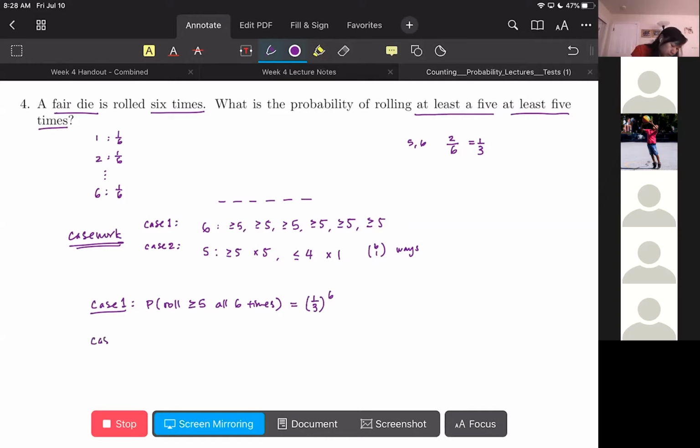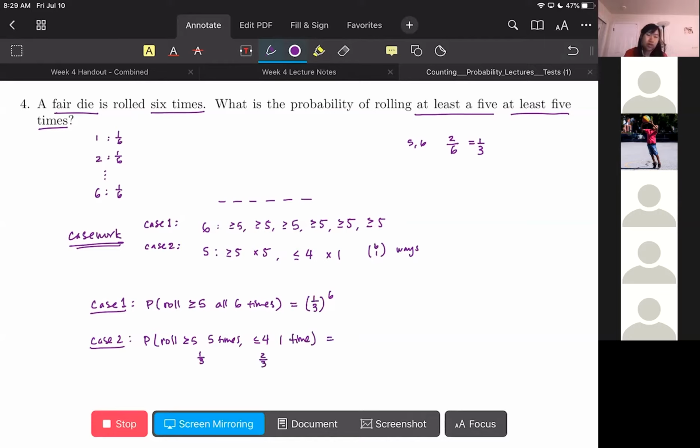All right, let's do case 2. Here we want to calculate the probability we roll greater than or equal to 5 five times and less than or equal to 4 one time. Remember, the probability that we roll greater than or equal to 5 is 1/3. So the probability we don't do that, or the probability that we roll less than or equal to 4, is 2/3.